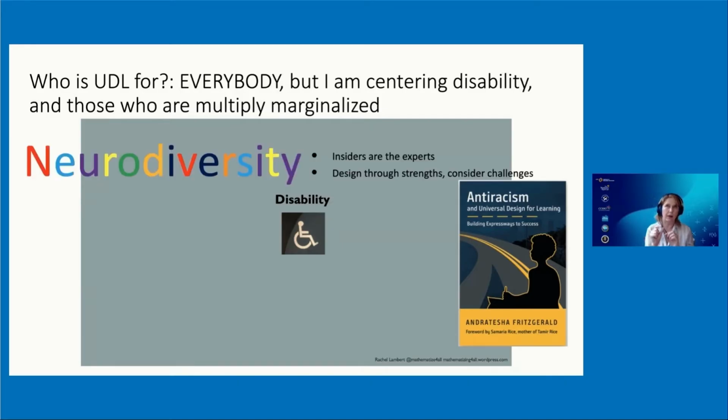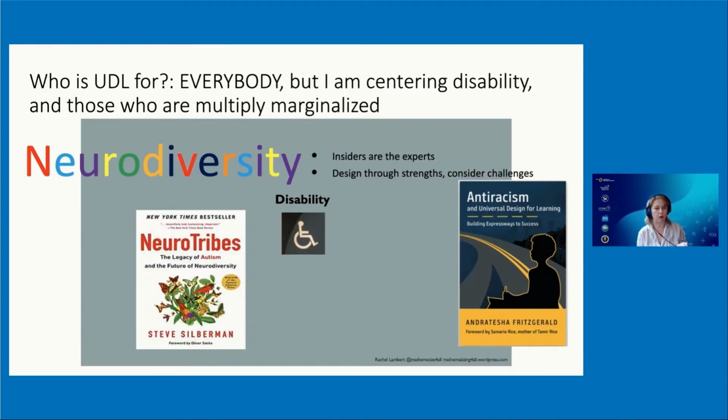Neurodiversity is the framework that I'm going to draw on today. It's not mine. I didn't make it up. I'm just using it. It was actually created by disabled people, by autistic self-advocates. And the basic ideas are that each person comes with strengths and challenges, and that insiders are the experts, and that you design through strengths, but also consider challenges.